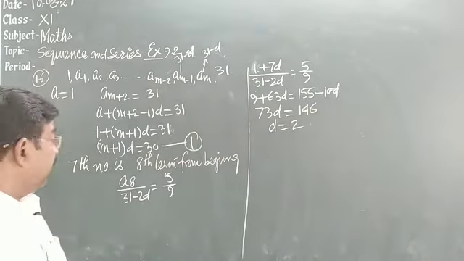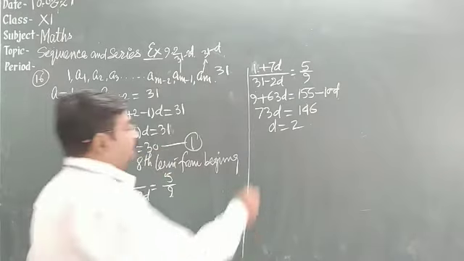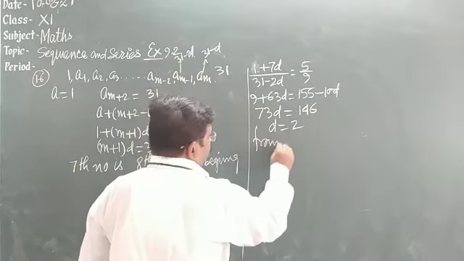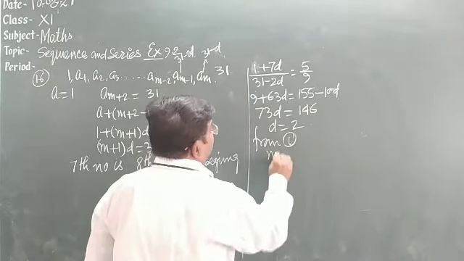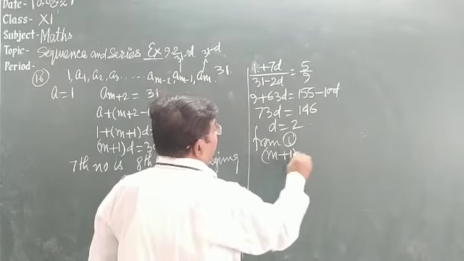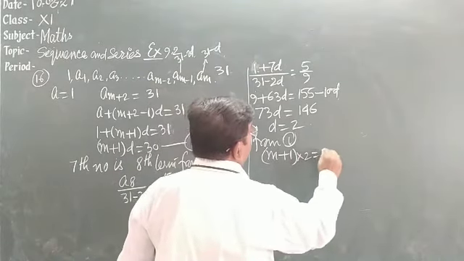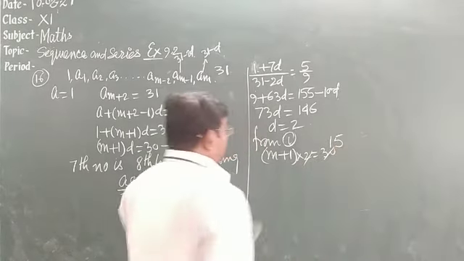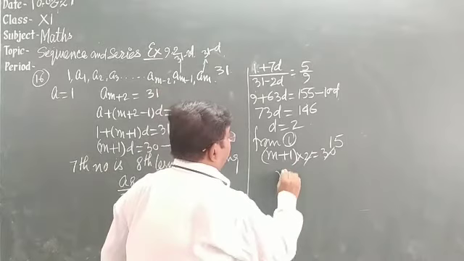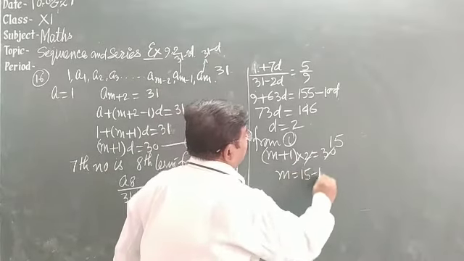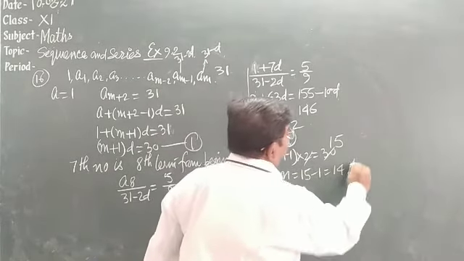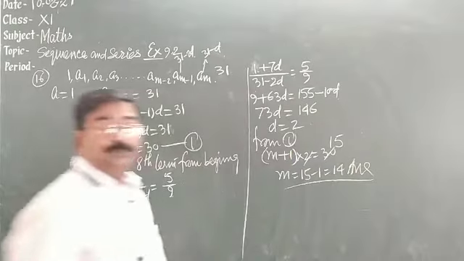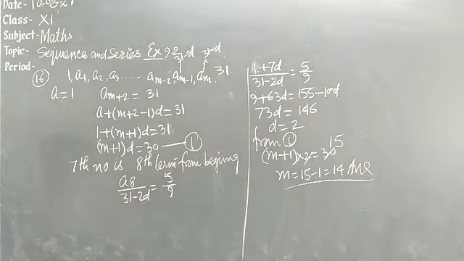Write the value of d in equation number 1. From 1, (m plus 1) into 2 is equal to 30. So m plus 1 is 15. Send this 1 to this side. So m is equal to 15 minus 1, which is 14, your answer. So this is the answer of this question.